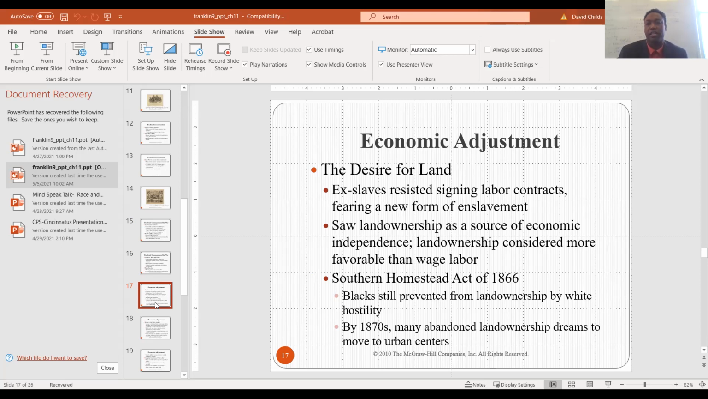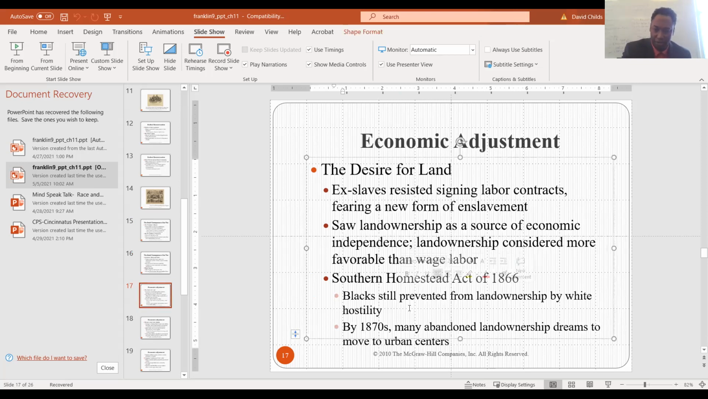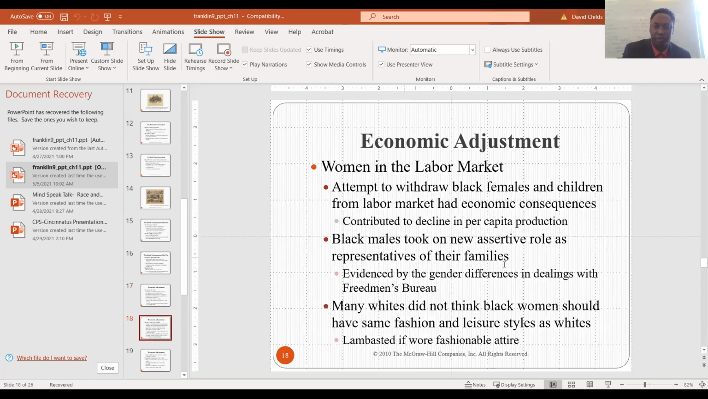The Southern Homestead Act of 1866, here in my slide: Blacks still prevented from land ownership. White hostility, they did not want Blacks to have land. By the 1870s, many abandoned land ownership dreams to move to urban centers. So they left the South, they left the rural areas because it was too hostile, to look for work in the city.